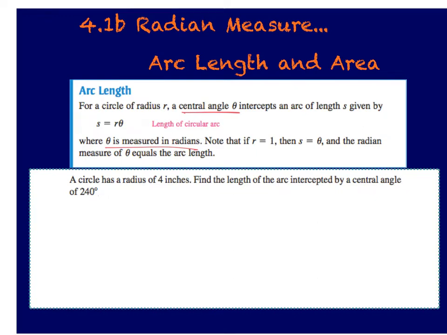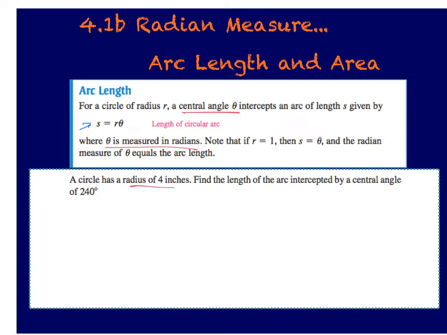Arc length is denoted by s, and s is equal to your radius times your central angle theta. However, theta always has to be in what mode? Radians. How do you convert degrees to radians? You multiply by pi over 180. Do you think I'm going to give you something that's in degree mode and ask for an arc length? Say yes. But you're going to have to convert to radians first.